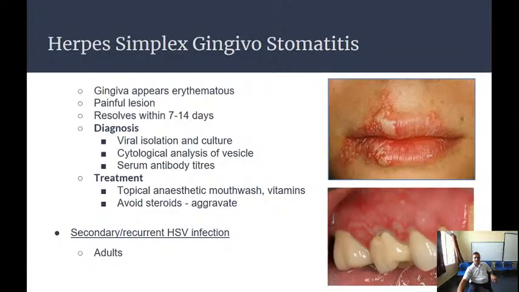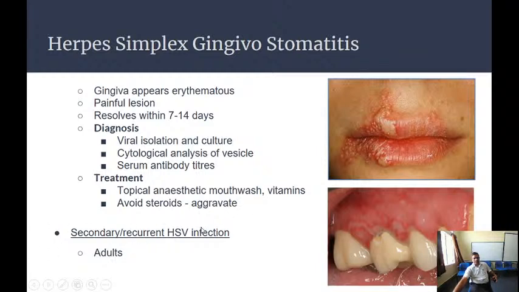These vesicles are formed, and they are the ones which produce pain. And so the treatment is viral isolation and culture, cytological analysis of the vesicles, serum antibody titers, which make the diagnosis, topical anesthetic mouthwash, vitamins. You should avoid definitely the steroids because they aggravate the situation.